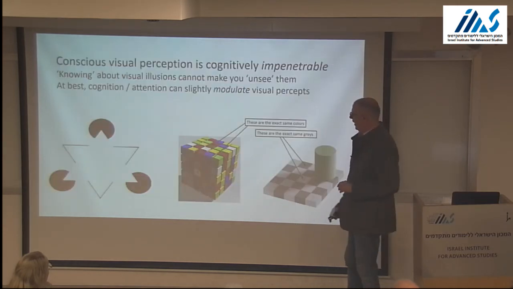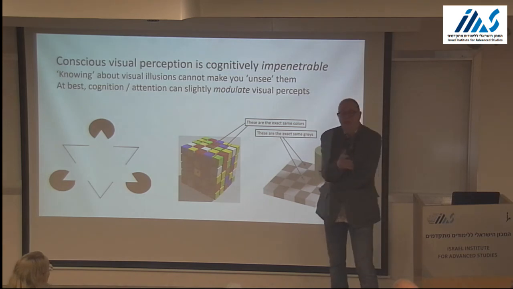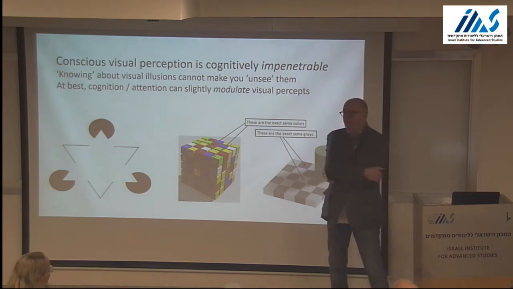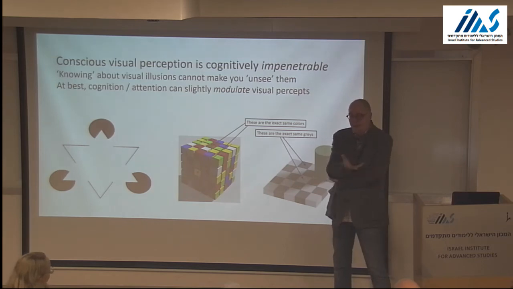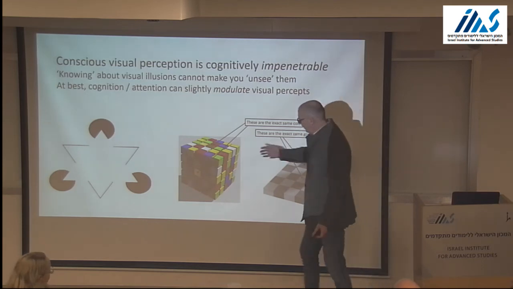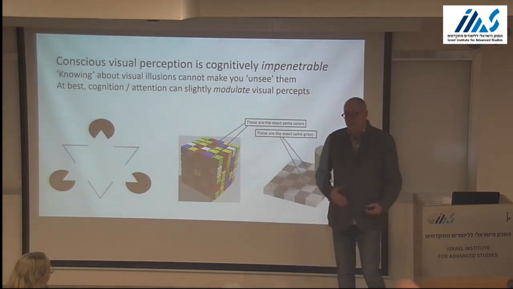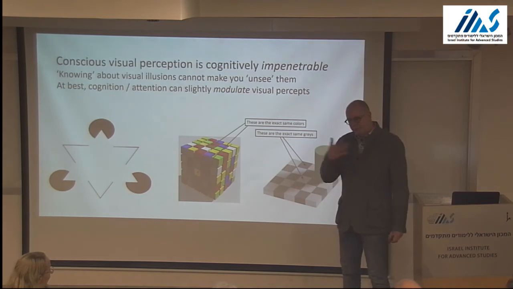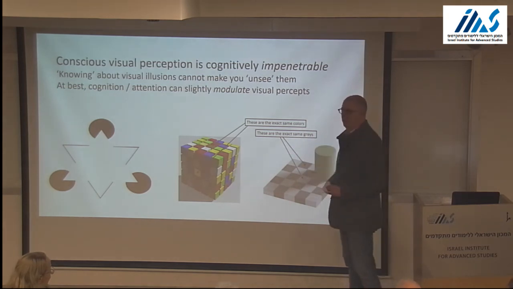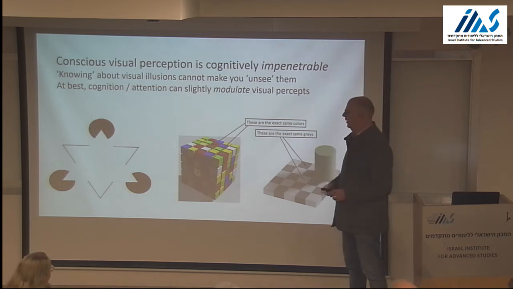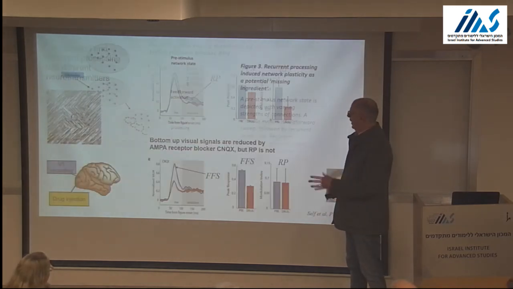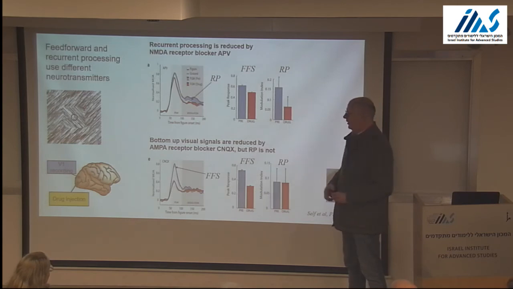Of course, this also relates to the age-old discussion about the cognitive impenetrability of perception. We know that, for example, even if I tell you that this is the same wavelength as this, you cannot see it like that. So all the access or all the cognition you want cannot change that percept, which is also very much related to this whole story. And of course, I mentioned this thing about the differences between feed-forward and recurrent processing.